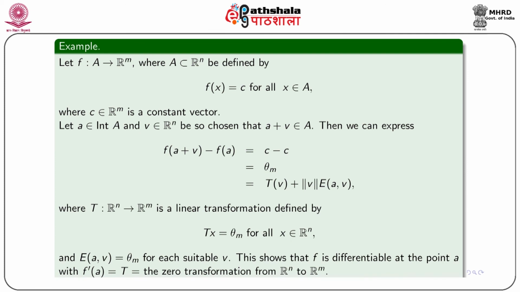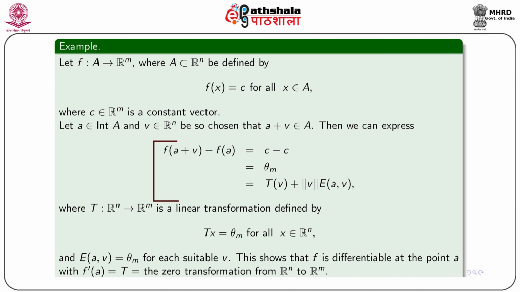We show some examples of how we can use the notion of total derivative to define differentiability. First one, let f be a constant vector field defined on a set A which is a subset of R^n, and for every x in A, f(x) equal to c, which is a fixed vector in R^m. Let a be an interior point of the set A and we choose v such that a+v is in A. Then f(a+v) minus f(a), that is c minus c, is θ_m.